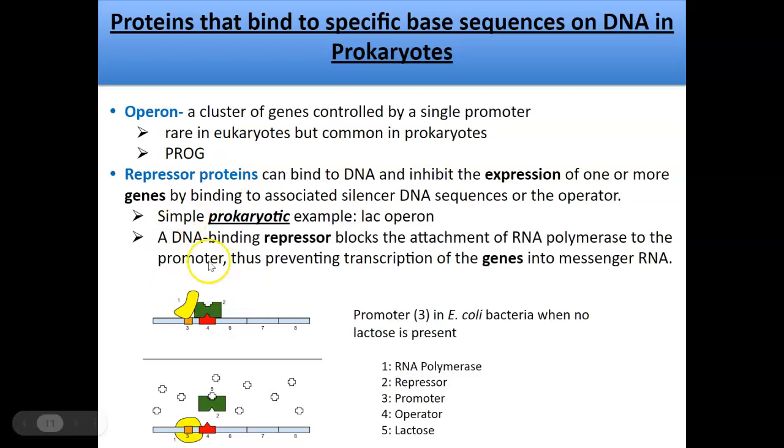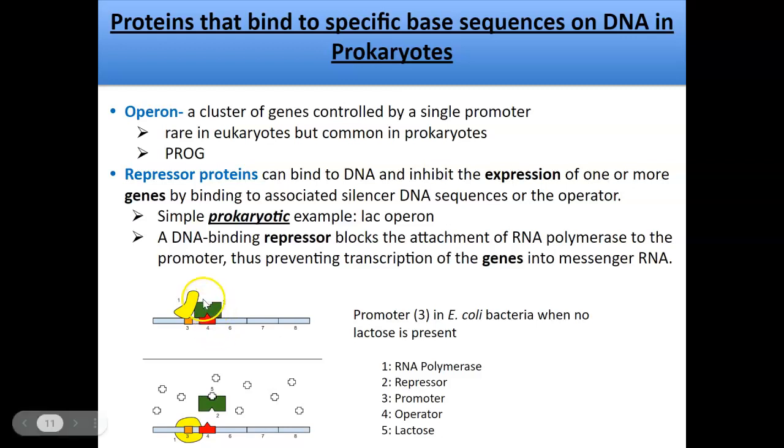So when we look down here, we can see all the parts. Here are the genes: genes 6, 7, and 8. Those 3 genes are going to be controlled by this single promoter, which is number 3. Number 1 is RNA polymerase. Number 4 is the part of the DNA molecule that's called the operator. It's part of the operon, but it is an operator. Try not to get those two mixed up.